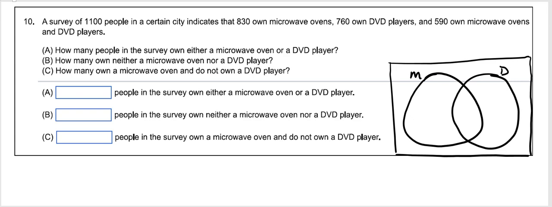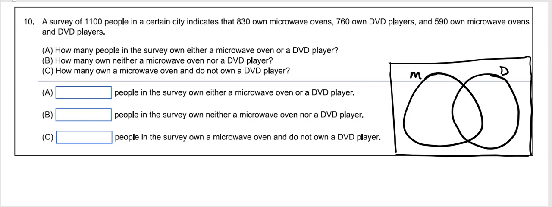Number 10, a survey of 1,100 people in a certain city indicates that 830 own microwave ovens, 760 own DVD players, and 590 own microwave ovens and DVD players. Part A, how many people in the survey own either a microwave oven or a DVD player? Part B, how many own neither a microwave oven nor a DVD player? And part C, how many own a microwave oven and do not own a DVD player?